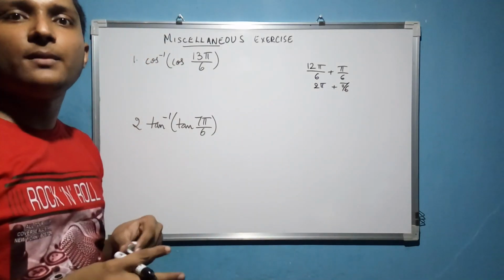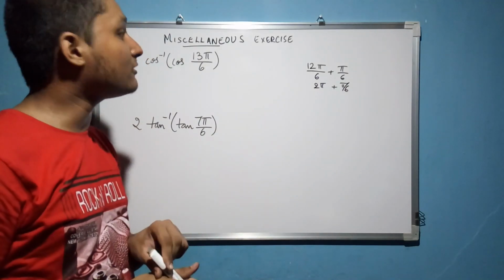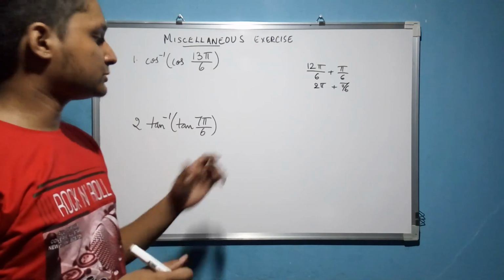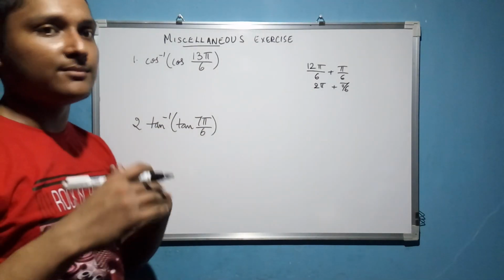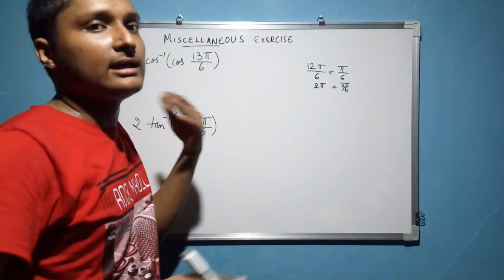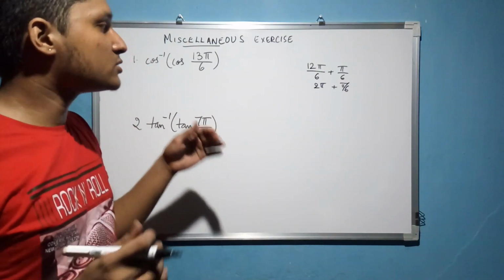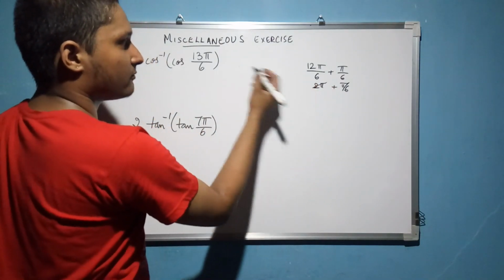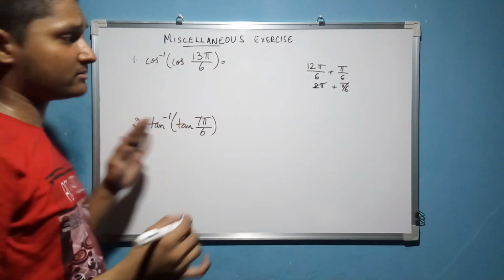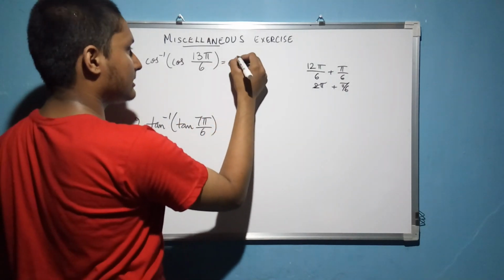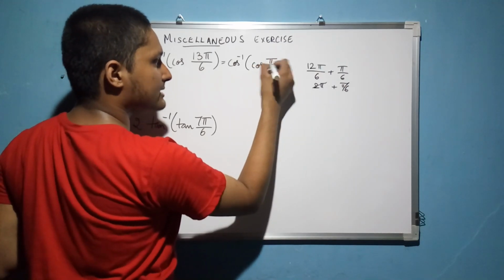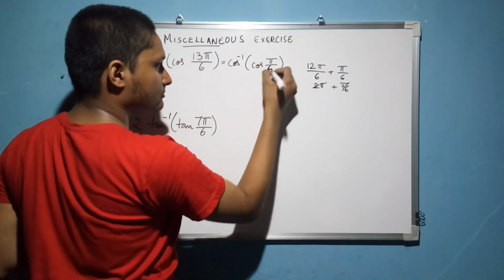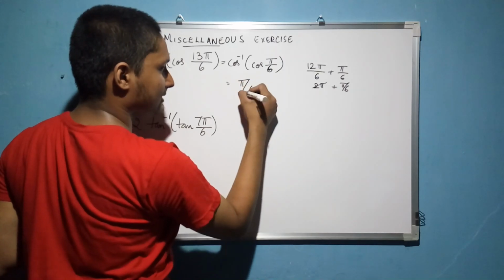So every trigonometric function has at least a period of 2 pi. Tan has a period of pi. Here you have a period of 2 pi. Period means it keeps on repeating again and again after an interval of 2 pi. So that 2 pi I can cancel off. So this is going to be cos inverse of cos pi by 6 itself, that is equal to pi by 6.